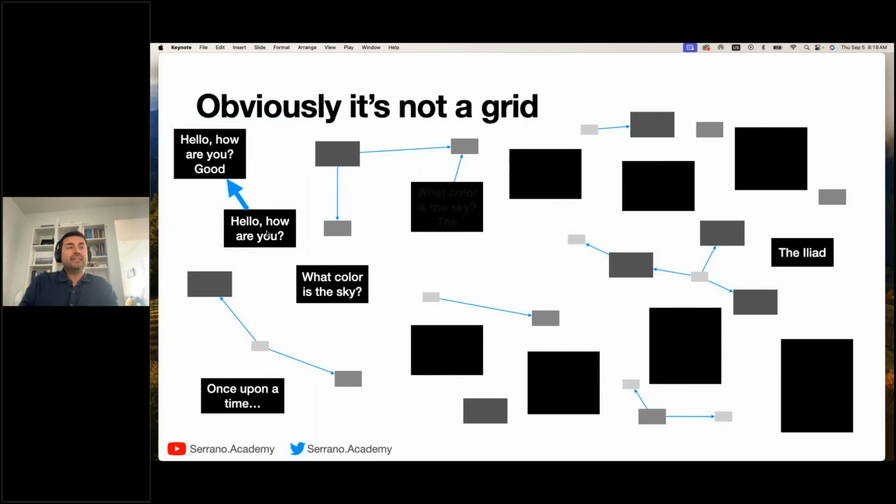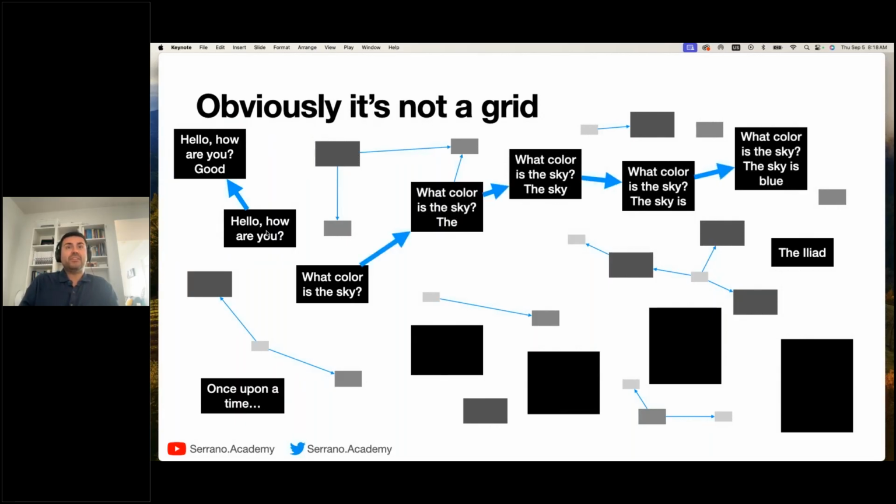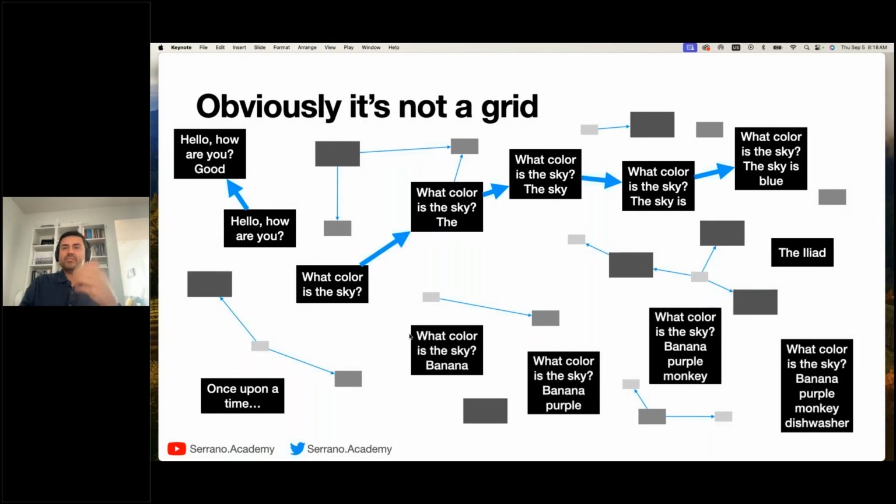And the idea is to teach the LLM to walk around this space. So here's a good answer. What color is the sky? The sky is blue. Those arrows are pretty strong, whereas the arrows here for what color is the sky, banana, purple, monkey, dishwasher are pretty weak because I don't want to go in that direction. So the idea is to train the agent to play this game, to give it a good policy to walk around making sense in the sentence, and a good policy is the LLM, right? That tells you what word comes next.